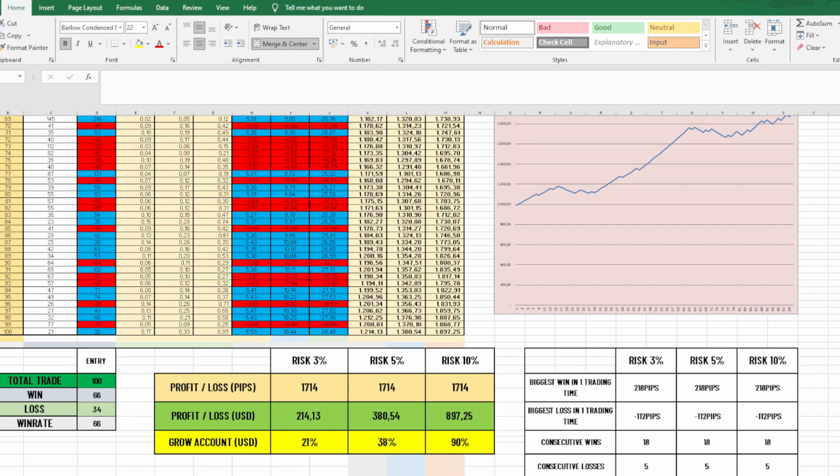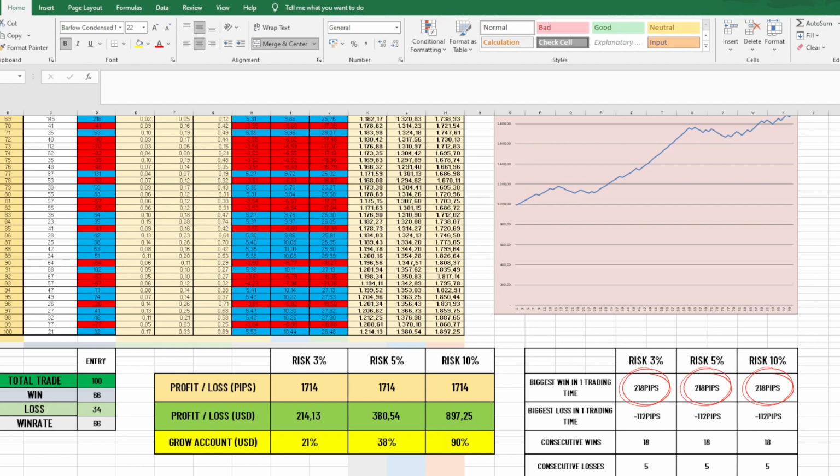7. If starting with an initial capital of around $1,000 and employing regular lot sizing with a compounding system, we can estimate profits to be around $214 with a 3% risk, $380 with a 5% risk, and $897 with a 10% risk. 8. Regarding account growth, we would see approximately 21% growth with a 3% risk, 38% growth with a 5% risk, and 90% growth with a 10% risk.